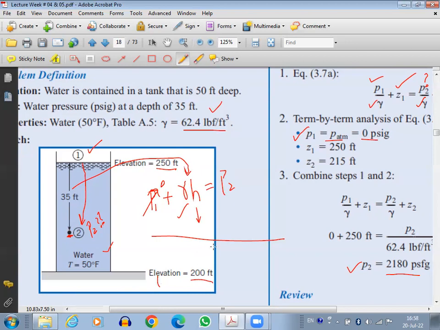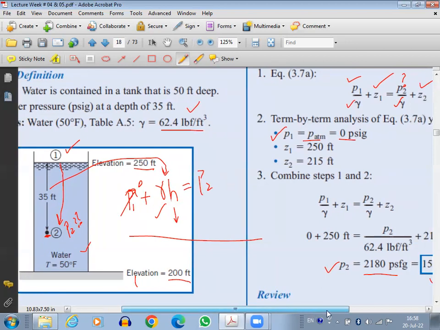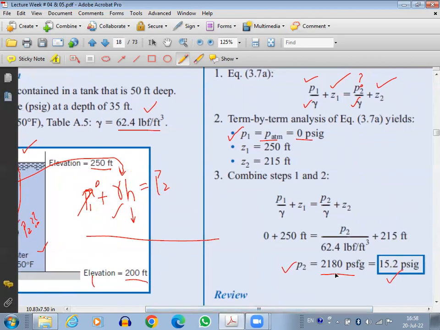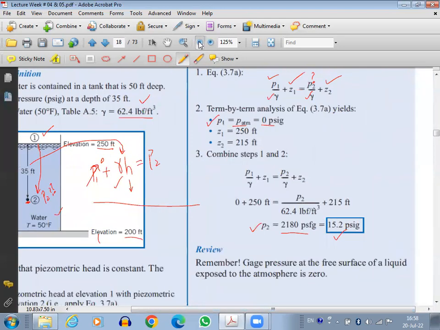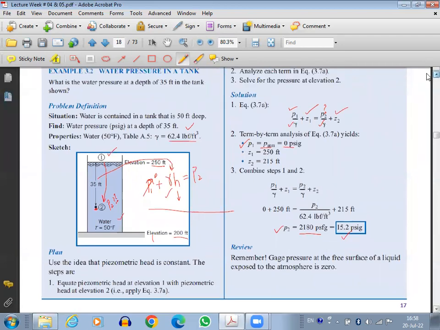Actually, if you have the calculator, why don't you put the values and see? Gamma 62.4 multiplied by H 35. Can you multiply 62? 2184. It's approximately 2180. Okay. So this question is done.